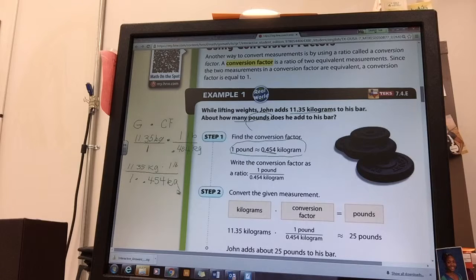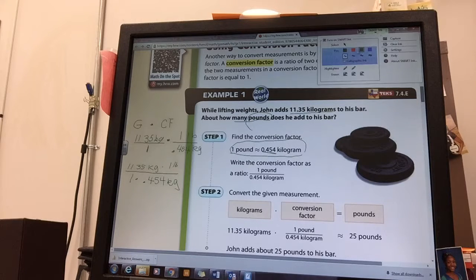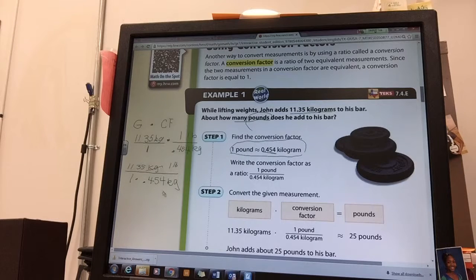So what I can do is kilogram divided by kilogram is going to cancel each other out. So what it leaves me with is just my pound. So that's why the kilogram has to be on top over here and on bottom over here. So now I can just multiply like normal. 11.35 is going to be on top. And that's going to be pounds. And 0.454 is going to be on bottom.